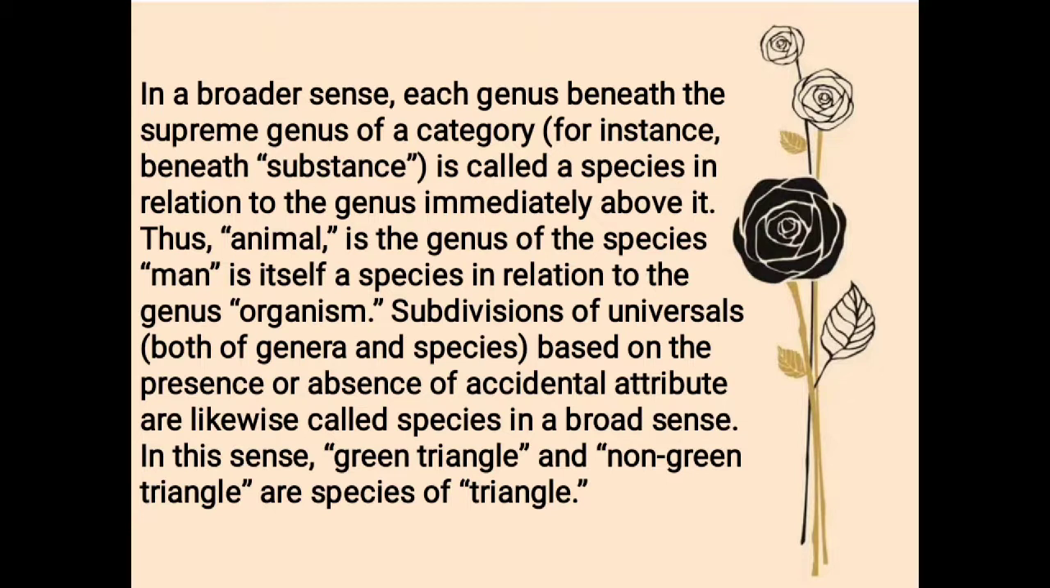Subdivisions of universals, both genera and species, are based on the presence or absence of an accidental attribute. Likewise, we call these species in a broad sense. In this sense, we have the two species of triangle, which are the green triangle and the non-green triangle.